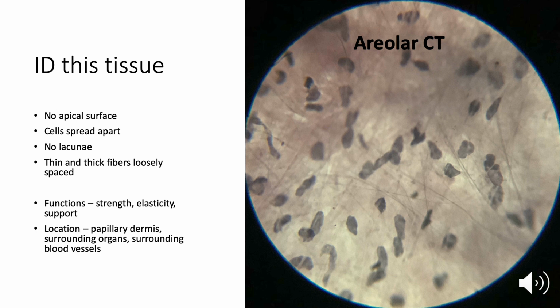We find this in your papillary layer of the dermis. That's the more superficial layer of dermis that's right underneath your keratinized stratified squamous. It surrounds organs and surrounds your blood vessels as well. So we see all three fiber types, reticular, elastic, and collagen fibers here.